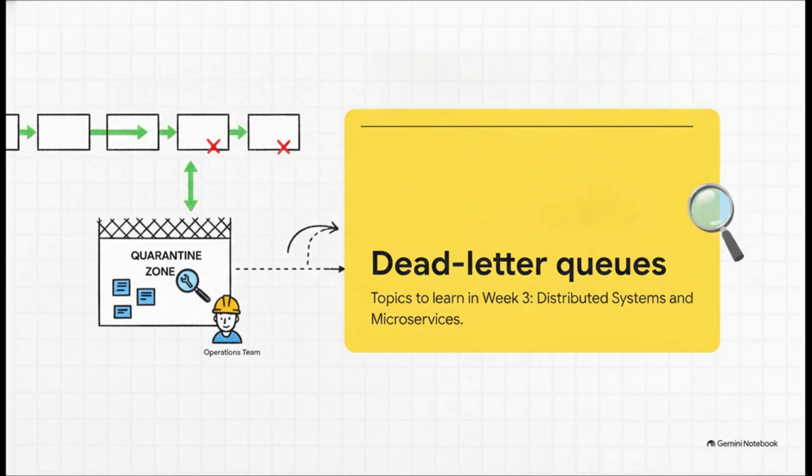It keeps your main queue flowing completely smoothly, completely bottleneck-free. Meanwhile, your ops team can pop open that dead letter queue, inspect the failed messages, figure out what went wrong, and either fix a bug or manually reprocess them. It is without a doubt the ultimate fail-safe for asynchronous architecture.